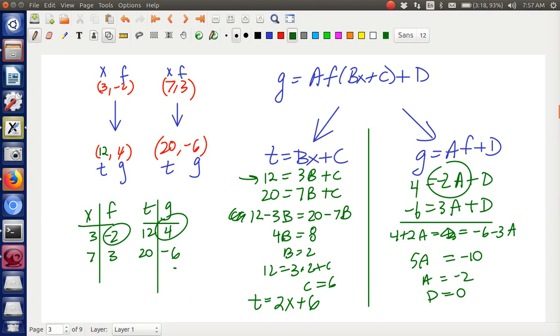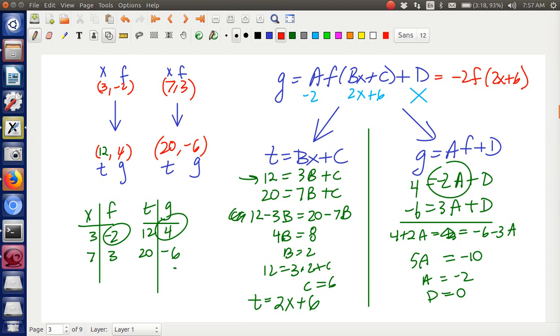So we have all the information we need to figure this out. So what did we say? We said a was negative 2, and this expression is 2x plus 6, and d goes away. So what we have is negative 2f of 2x plus 6.